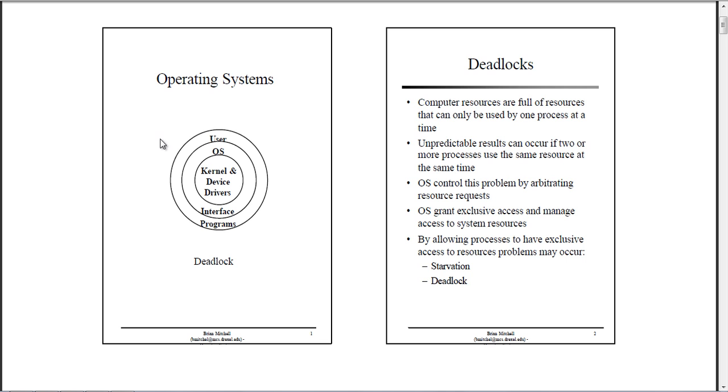Now for the deadlocks, for example, this is the operating system and you have the user, the OS, the kernel and device drivers, the interface, and the programs.